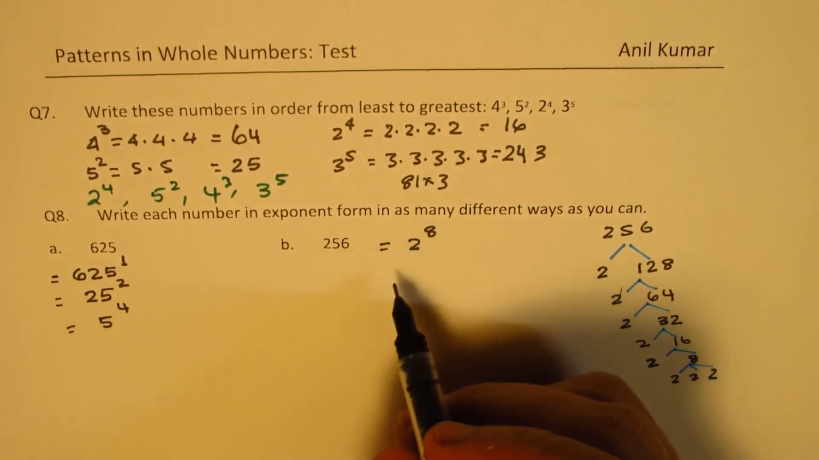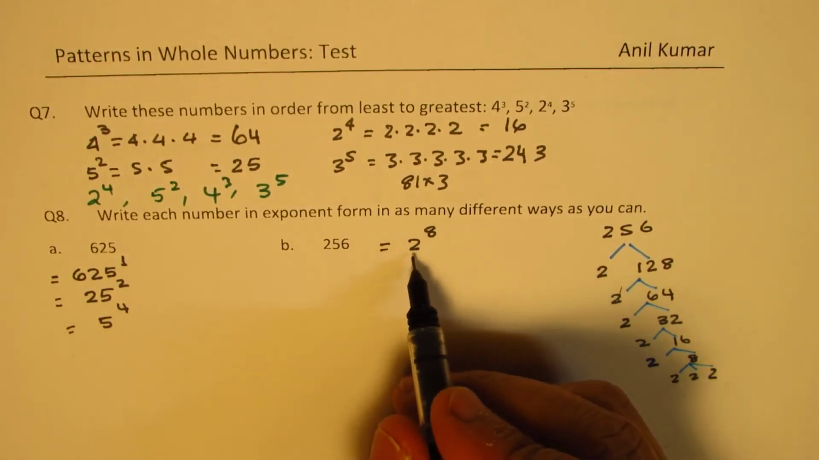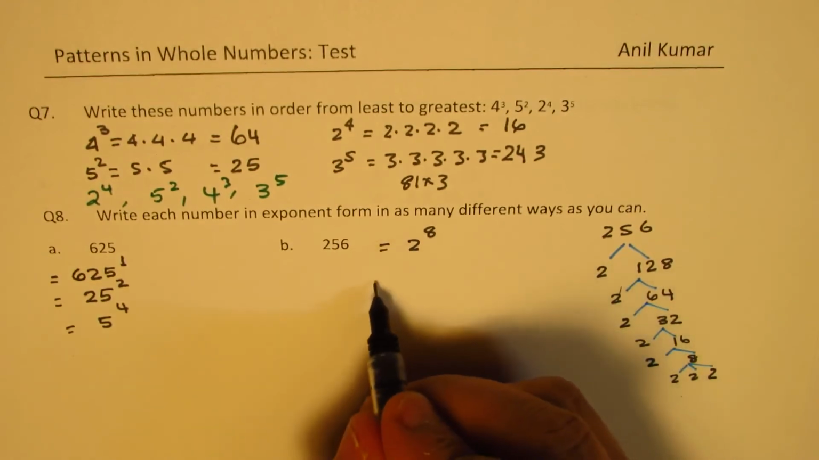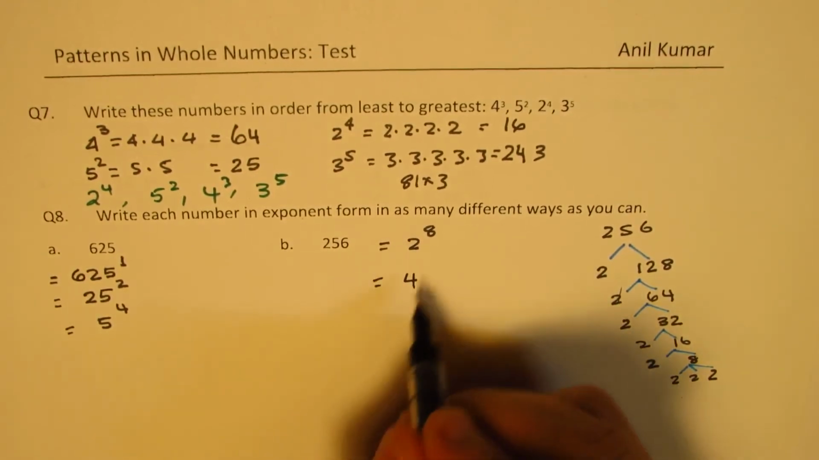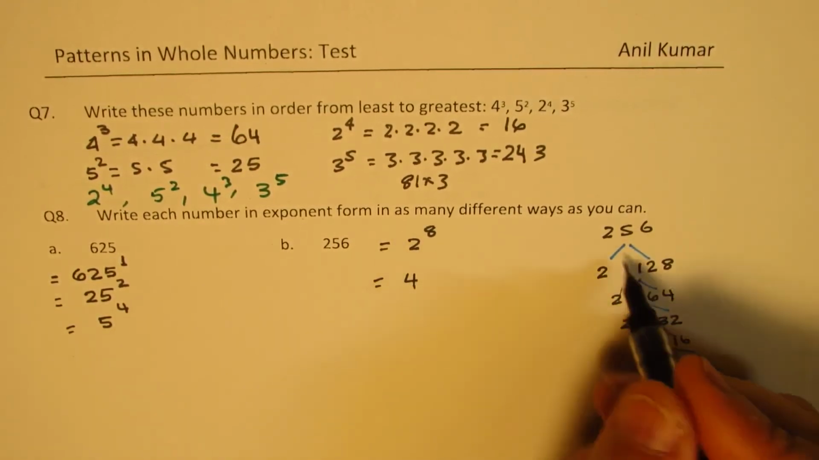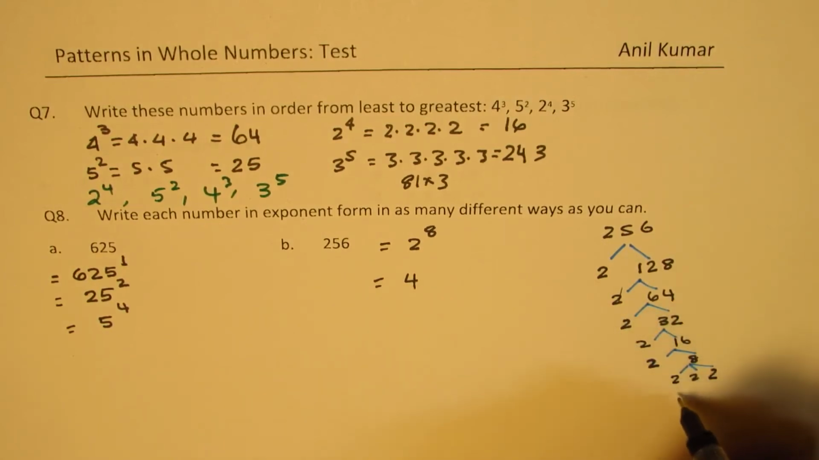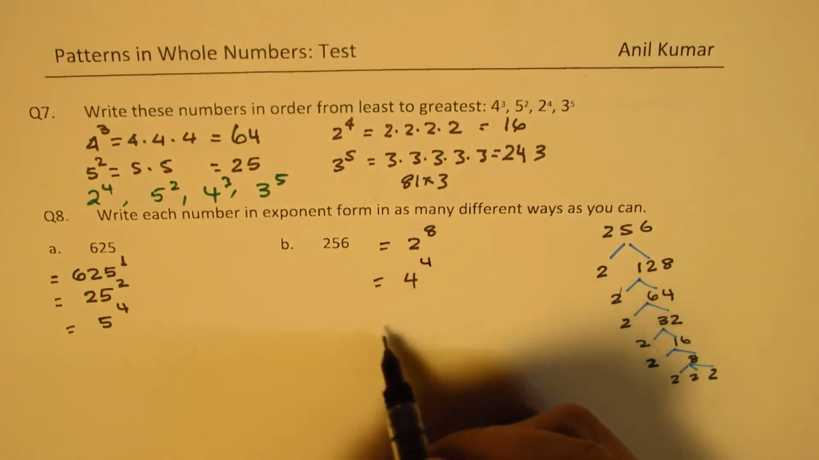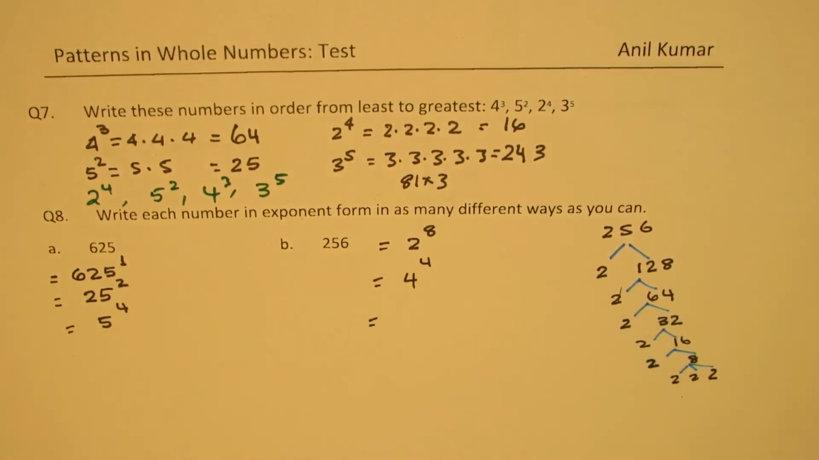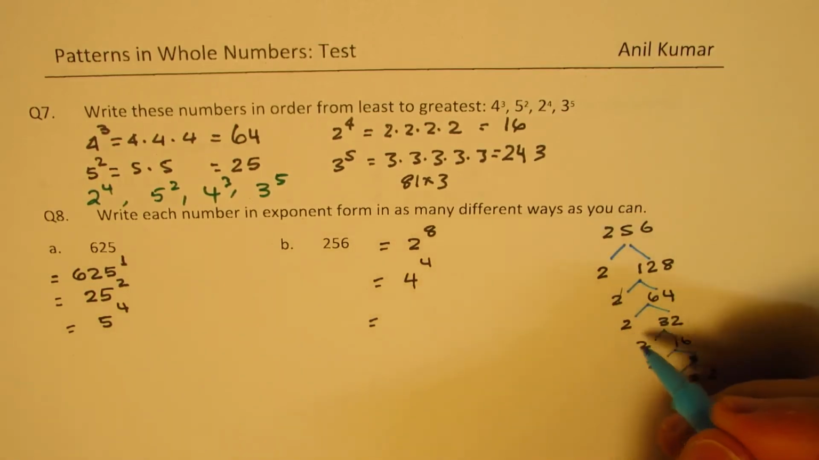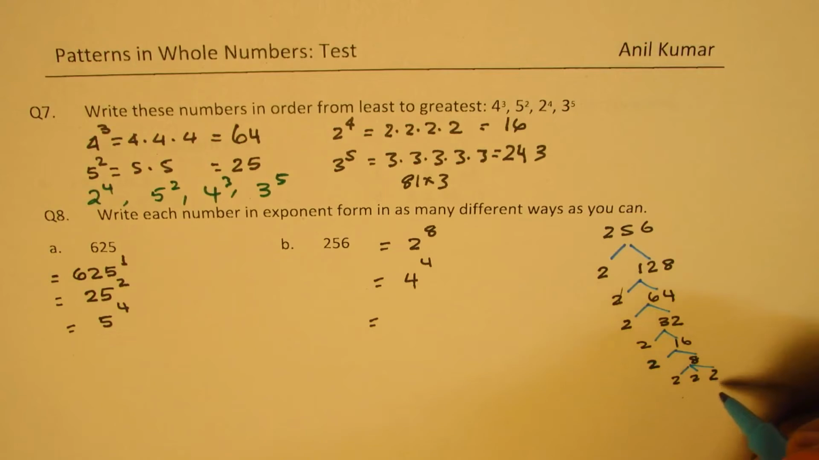Now, you could group them in 2 2's. So it could be written as 4 to the power of what? Half of 8. If I group them into 2 2's, we get groups of 4, and we'll have 4 of them. Correct? We have 4 of them. Now, if I group them into groups of 3, can I group them?